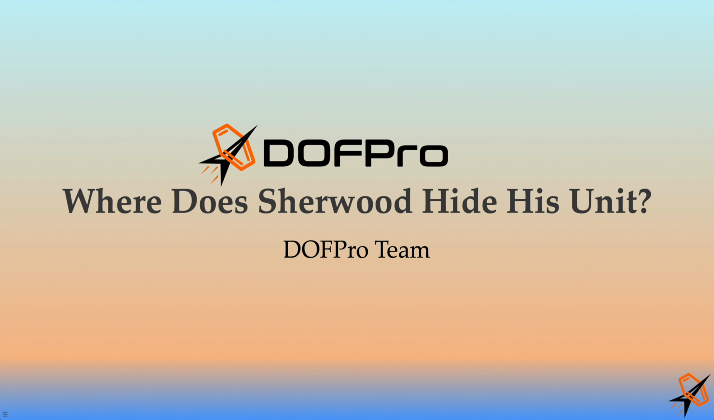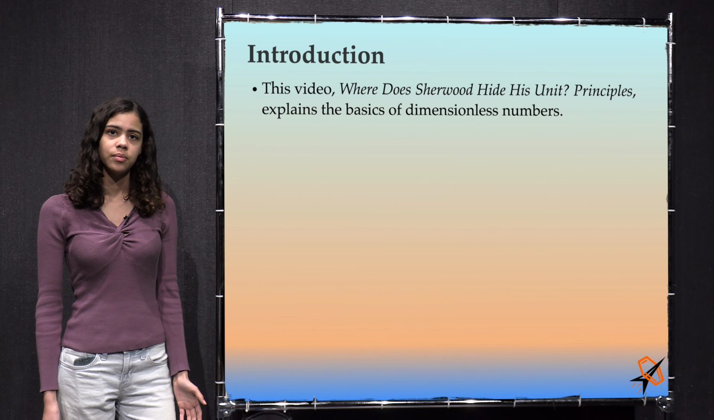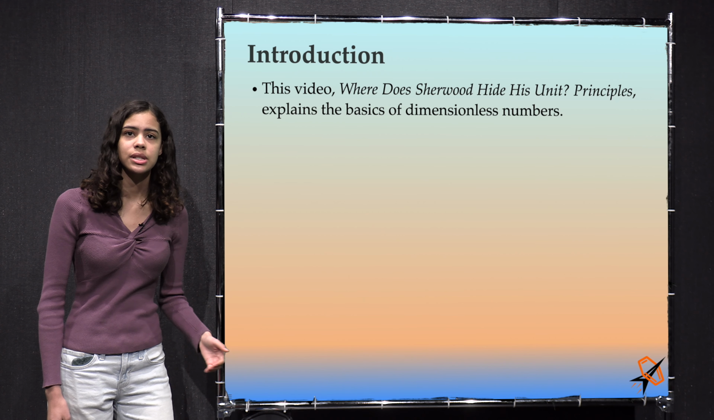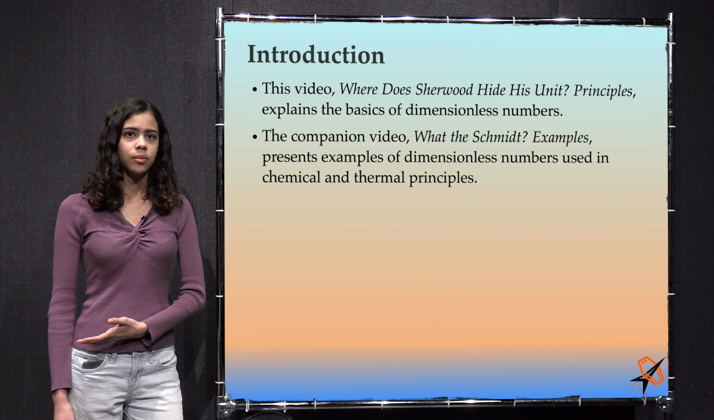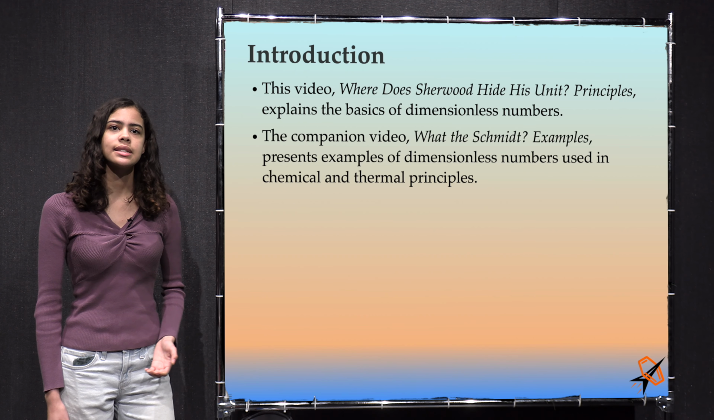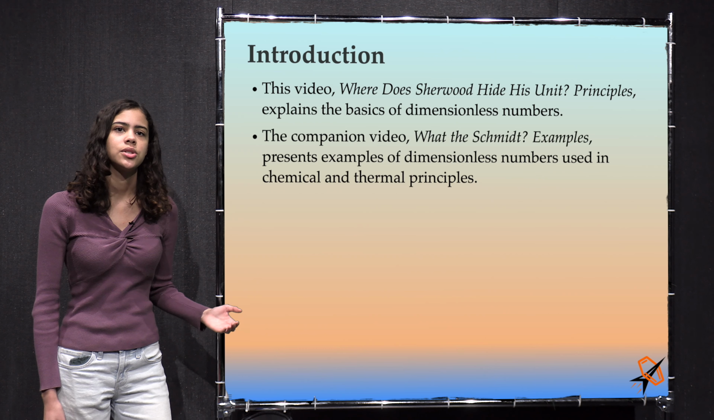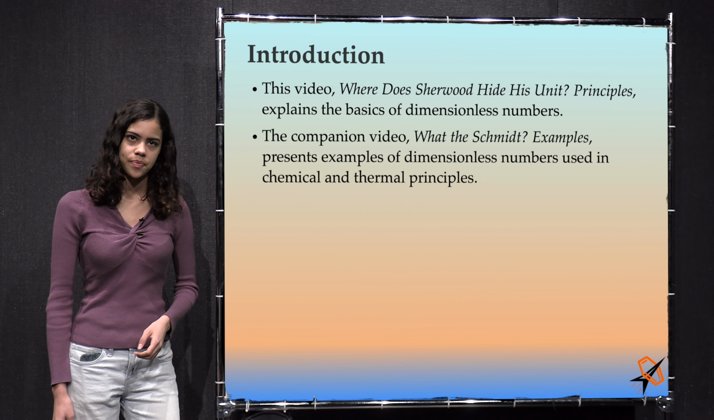Where does Sherwood hide his unit is an episode of the Degrees of Freedom Project videos on chemical and thermal principles. Definitions and additional details can be found in the webpage link in the description. This video explains the basics of dimensionless numbers. The companion video, What the Schmidt Examples, discusses examples of dimensionless numbers used in chemical and thermal principles.